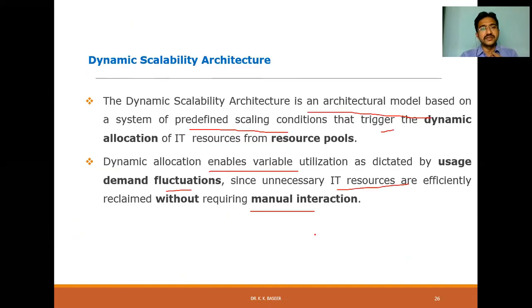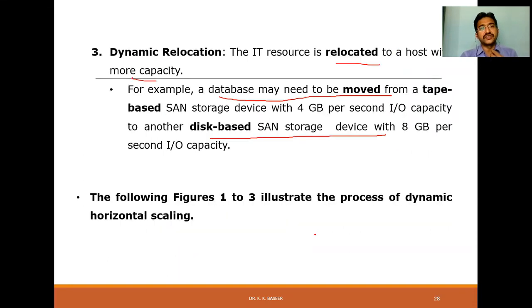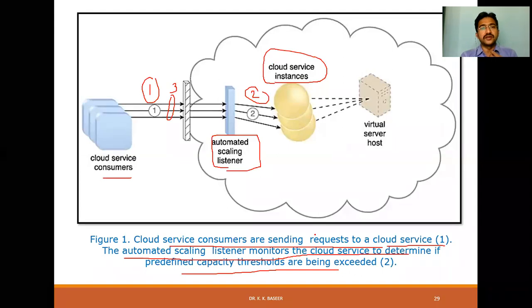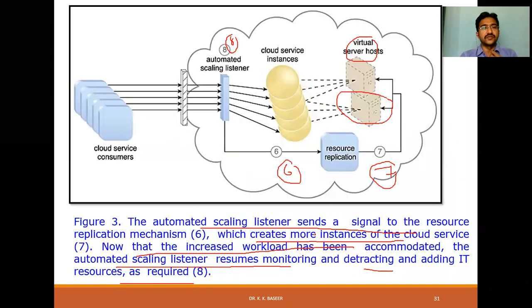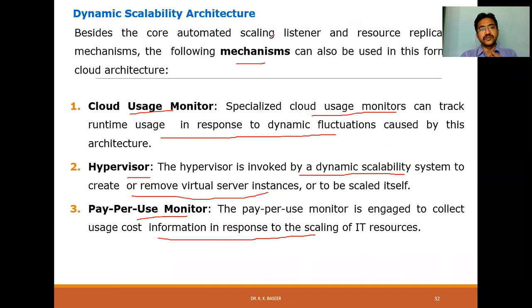What we have discussed in this dynamic scaling architecture is that the main objective is to make sure that the predefined scaling conditions trigger the dynamic allocation of IT resources from resource pools. This is done through dynamic horizontal scaling, dynamic vertical scaling, and dynamic relocation. We have seen the steps, 1 through 8, and it follows three mechanisms: the cloud usage monitor, the hypervisor, and the pay-per-use monitor. Okay, so this is about the dynamic scaling architecture.